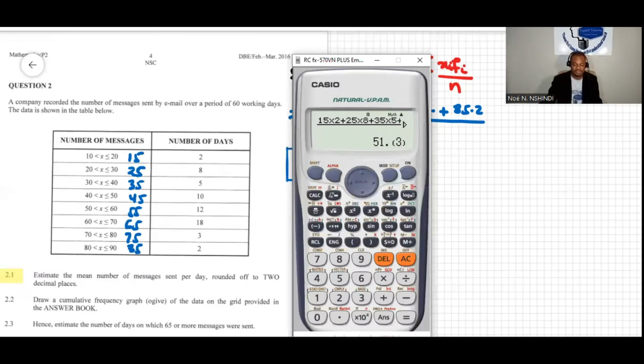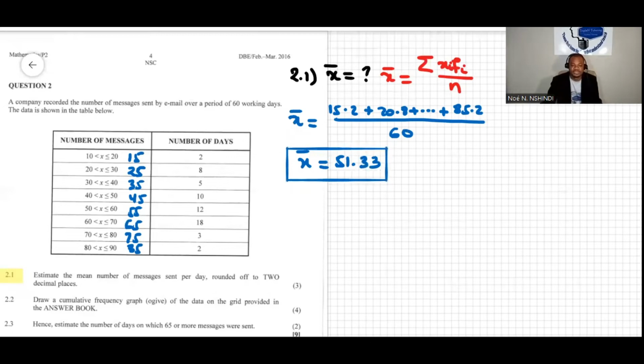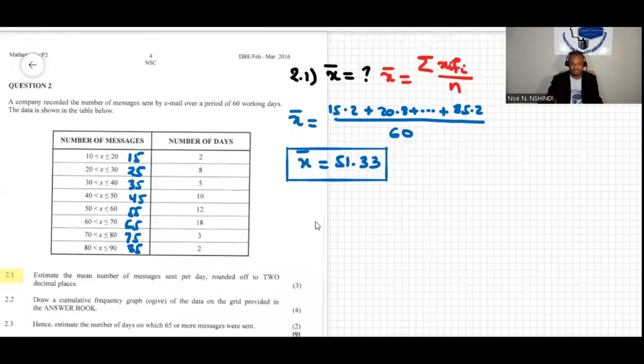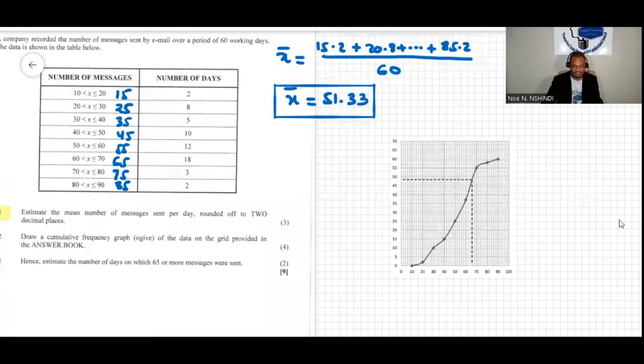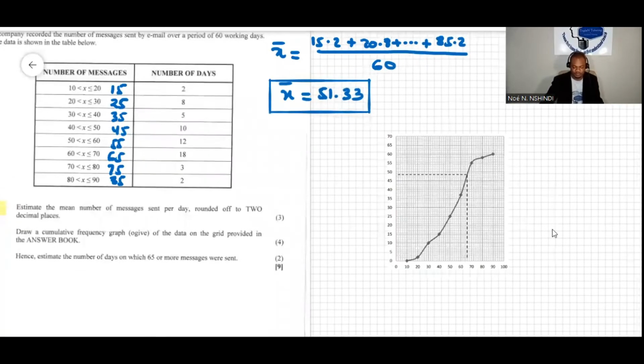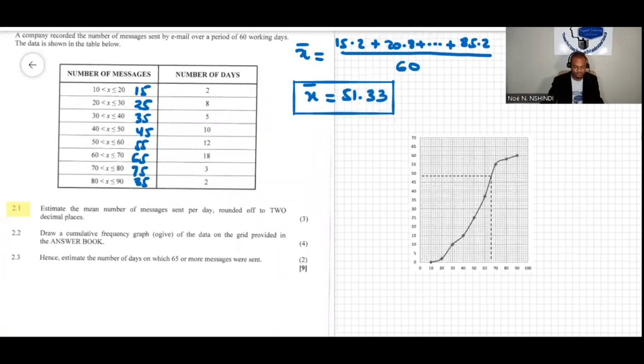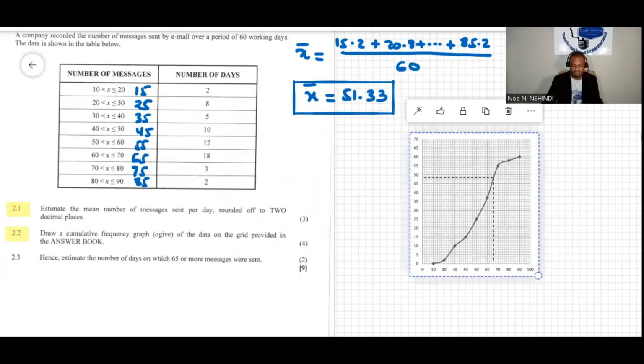All right, then the second question says, draw a cumulative frequency graph, the ogive, of the data on the grid provided in the answer book. All right. Now I already made it. I'm just going to paste it over here. Excuse me. And then explain the workings. Okay. So here it is. There's the graph of 2.2. This is now 2.2. Let me make it a little bit bigger so it's visible.